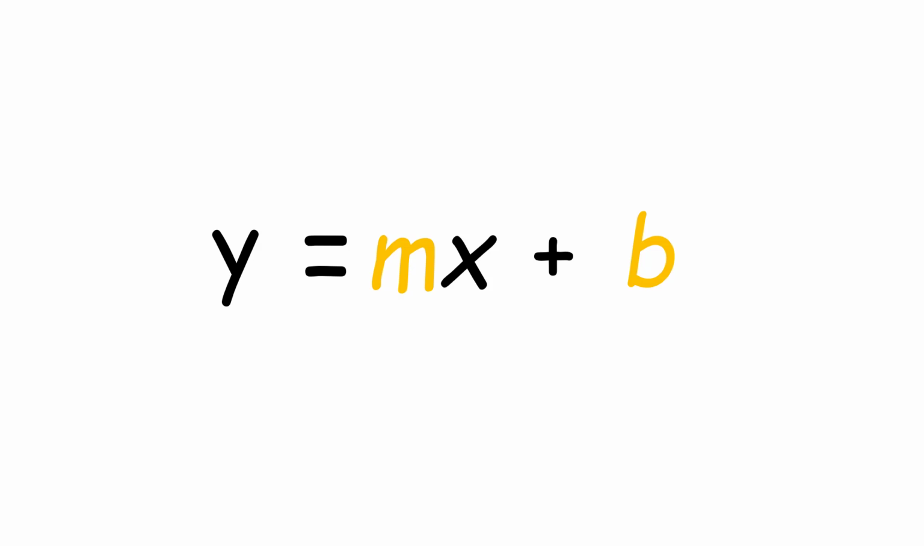We can use the y-intercept, or b, to find the point where x is 0, and we can use the slope to find a second point that is any number of units on the x-axis away from the first point.